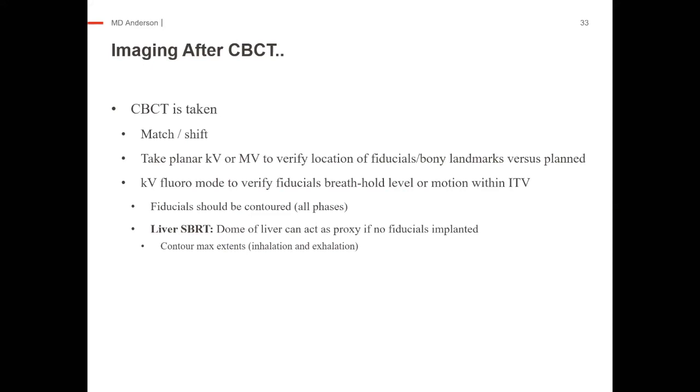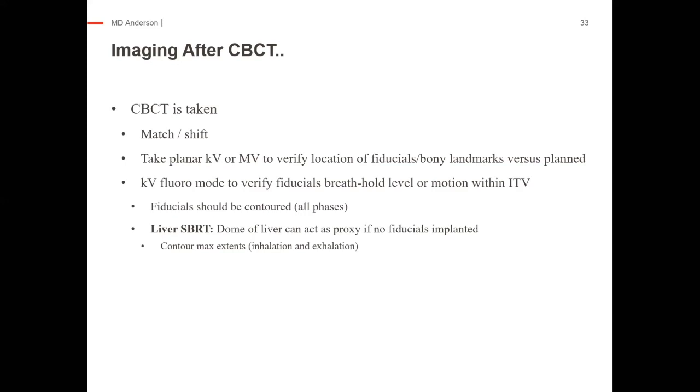Okay, so after we take our cone beam, what do we do? Your cone beam is done, you do your match, you make the shift, then you take a planar kV or MV to verify the location of any fiducials or bony landmarks versus your plan. This is kind of why we record that soft tissue versus bony alignment, that shift between them. So if we say it's a 3 millimeter shift from bone, we make sure it looks correct.